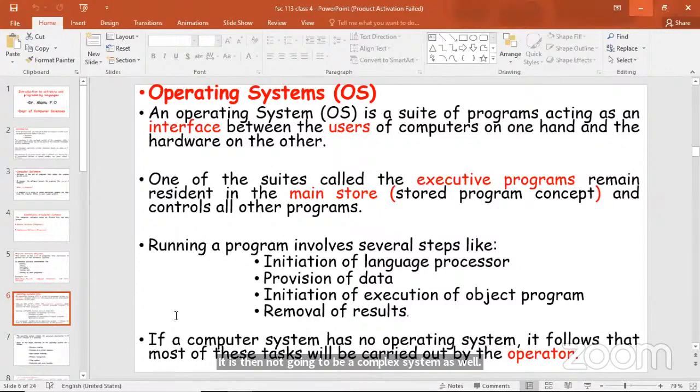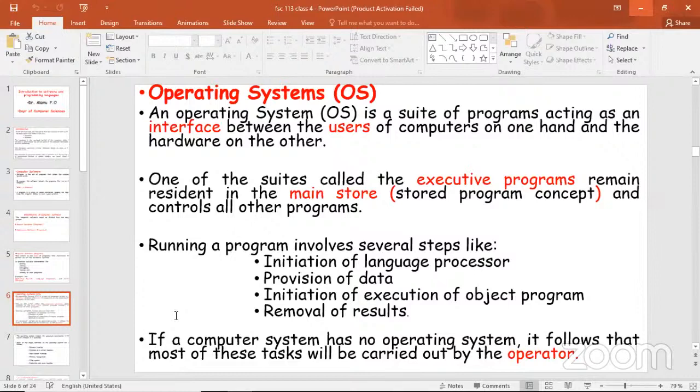So the OS controls the workings of the system and also controls all other programs. So if your operating system has not been loaded, other software or hardware cannot function effectively.